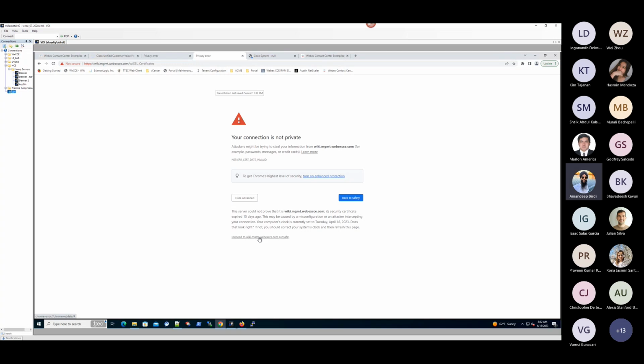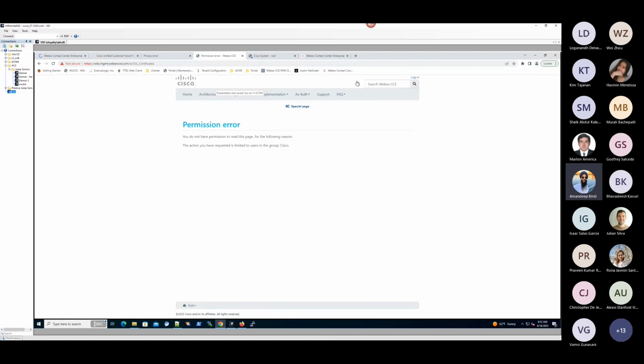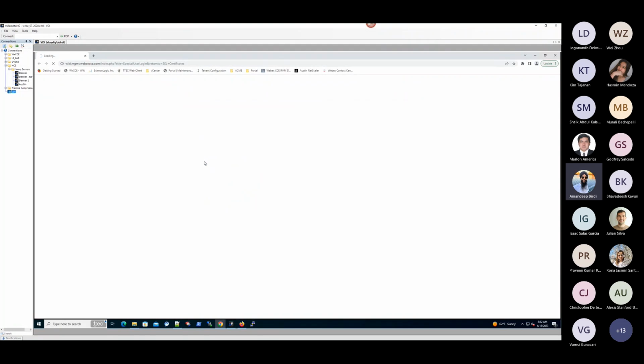So this is what I was talking about. This cert expired and it wasn't renewed. So every step of the way, you get a warning message.